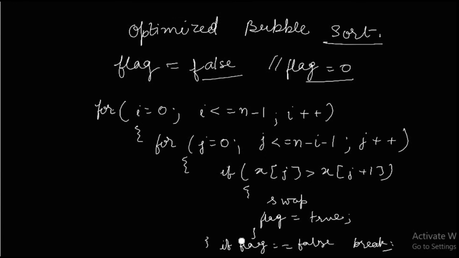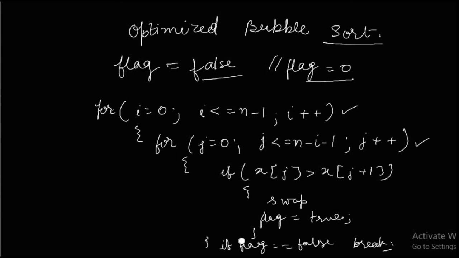I am going to explain what will happen if flag is false. Initially the flag is false, and we enter the i loop, and then the inner j loop. If in this j loop swapping takes place, even one time only, then the flag will become true, and in that case we need not break the loop. But if the j loop runs from 0 to n minus i minus 1 and in none of the iterations there is any swapping, that actually means the list is already sorted.